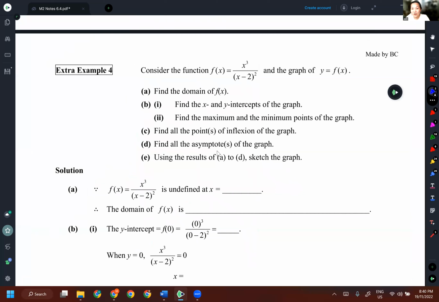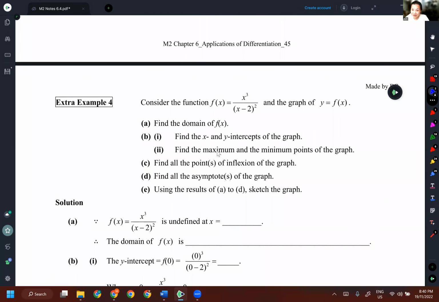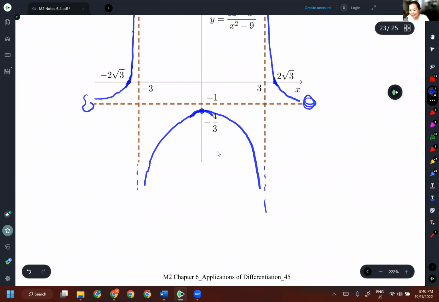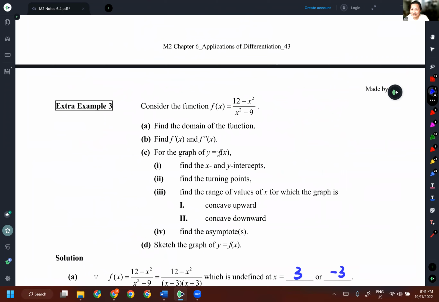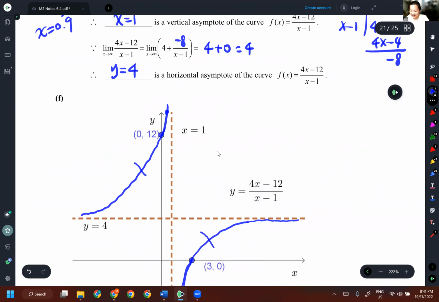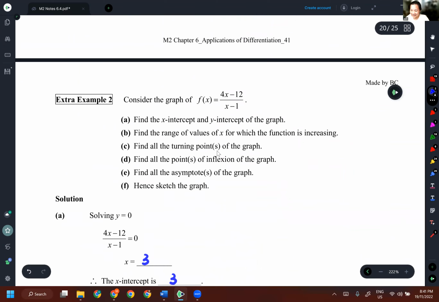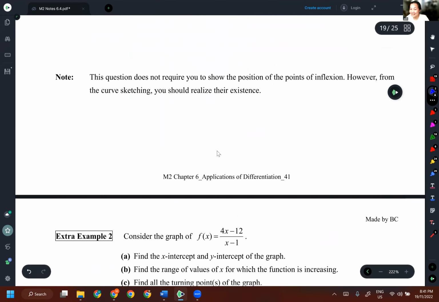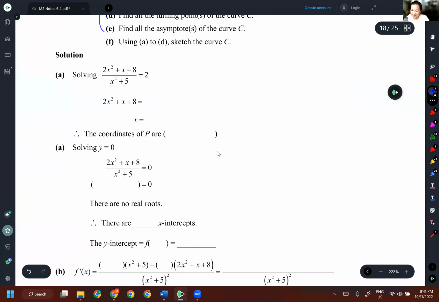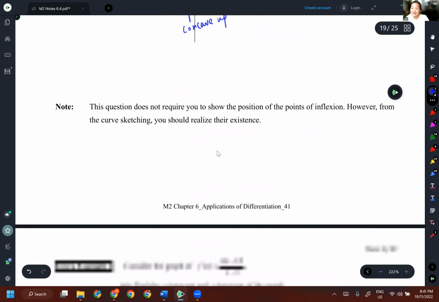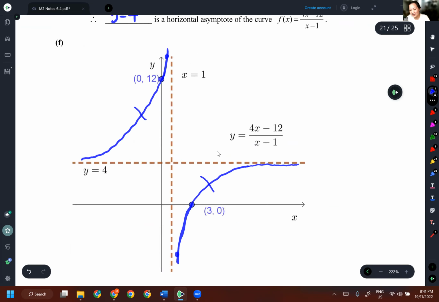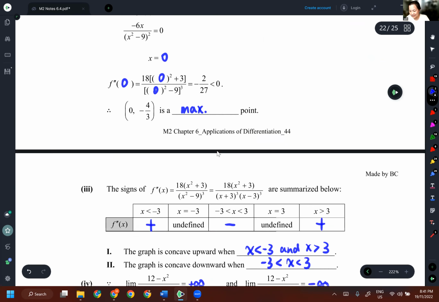Now, as we go on, you can see the degree gets higher and higher. I don't know if you notice. This is a cubic divided by a quadratic. And if you go back, this one is a quadratic divided by quadratic. And this one, linear divided by linear. This one, quadratic divided by quadratic. I guess the hardest must be cubic divided by quadratic.